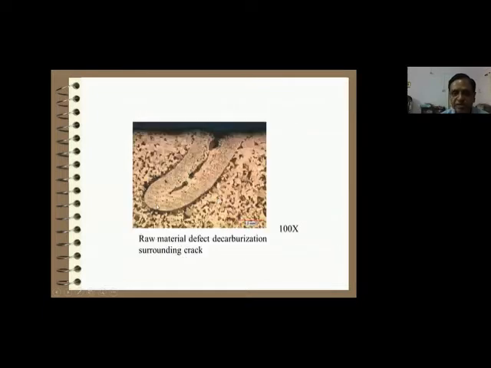And this is again one defect. This is a raw material defect, decarburization surrounding the crack. You can see the defect is at some angle. It is not straight. So during the rolling process, that defect has acquired this angle. So one can conclude that this defect has occurred in the rolling process.